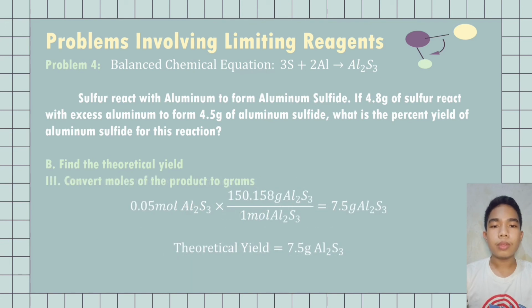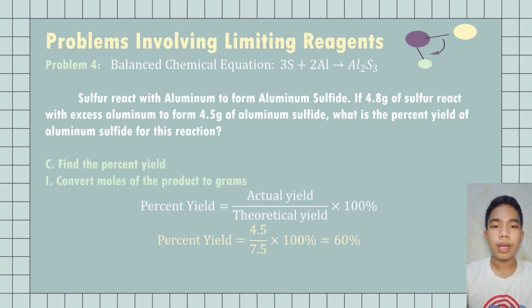Now convert the moles of the product into grams by multiplying it by its molar mass. 0.05 moles of aluminum sulfide is equal to 7.5 grams of aluminum sulfide. The theoretical yield is 7.5 grams of aluminum sulfide. Finally, to find the percent yield, divide the actual yield by the theoretical yield and multiply it by 100%. 4.5 divided by 7.5 times 100% equals 60%. The percent yield of aluminum sulfide for this reaction is 60%.